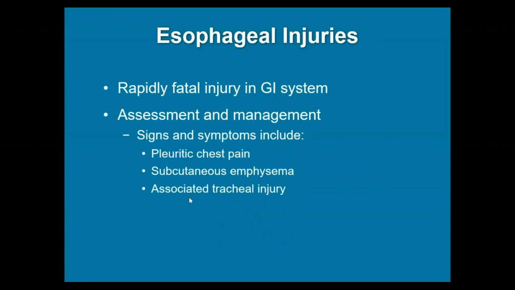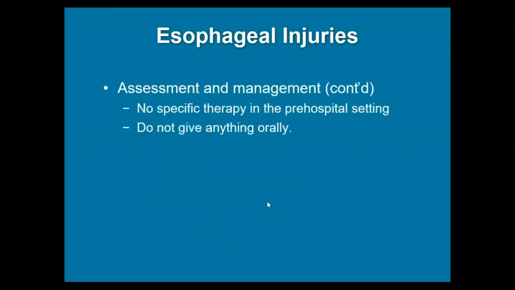Esophageal injuries, you have an esophageal tear or an esophageal rupture, either one. Pleuritic chest pain, it hurts to take a deep breath, right? Sub-Q emphysema, associated tracheal injury. Because those things are nestled right next to one another. There's not space there. They're right together.